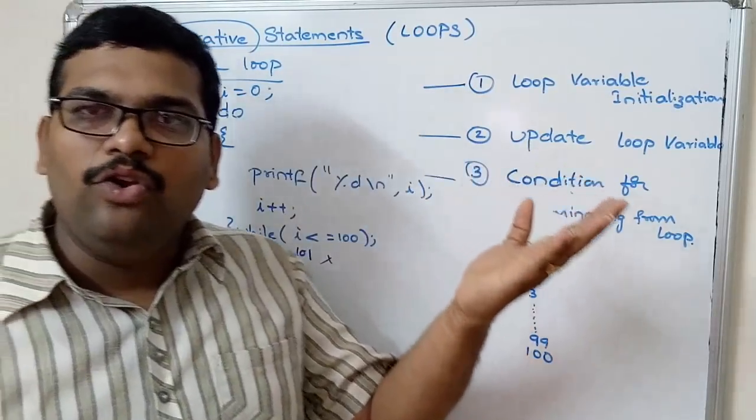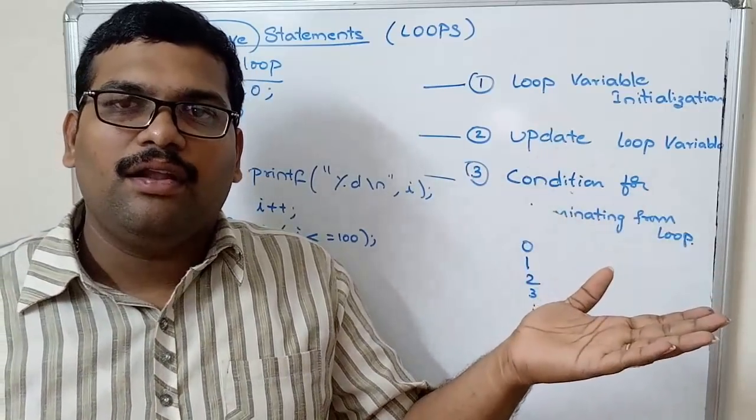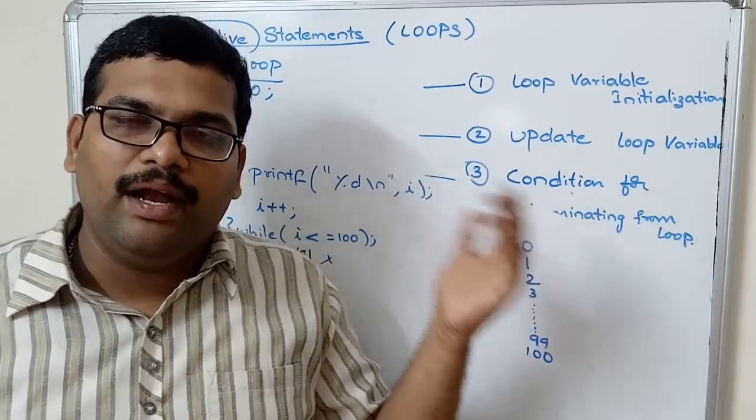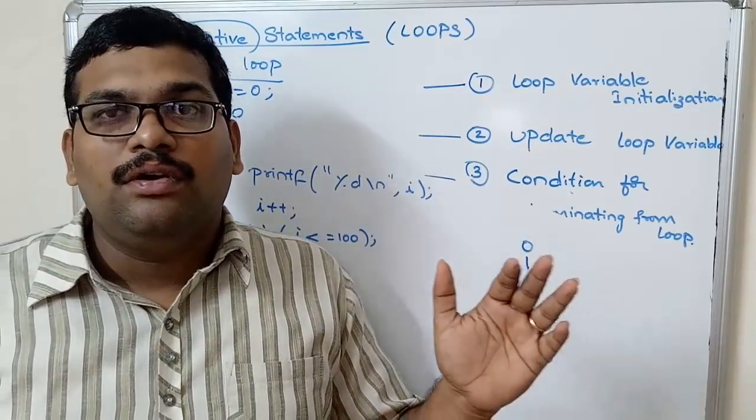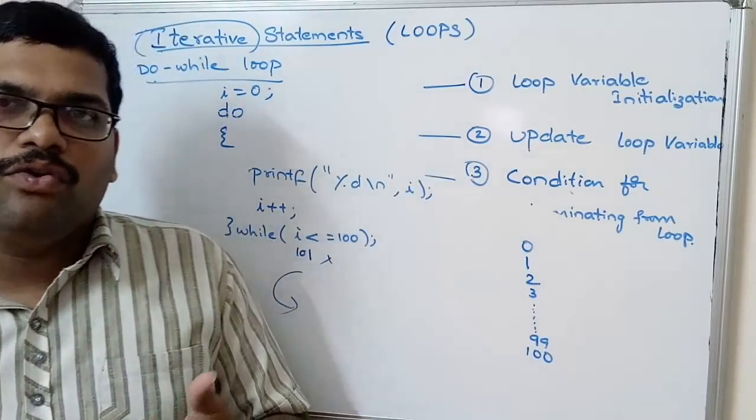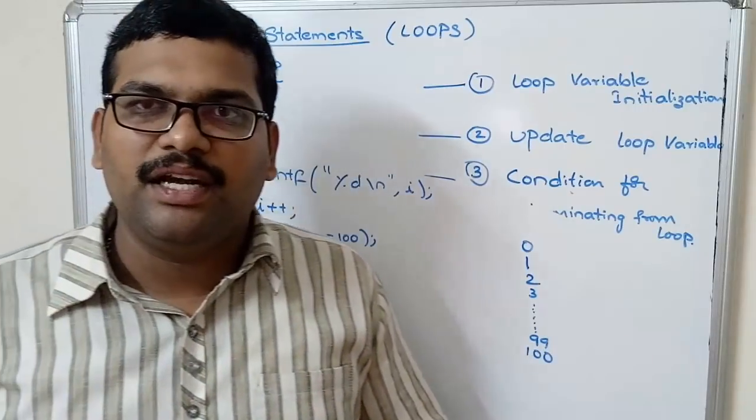So that's why the while loop is called an entry control loop, and do while is called an exit control loop. In the next session, let us have a look at one more iterative statement, that is the for loop.